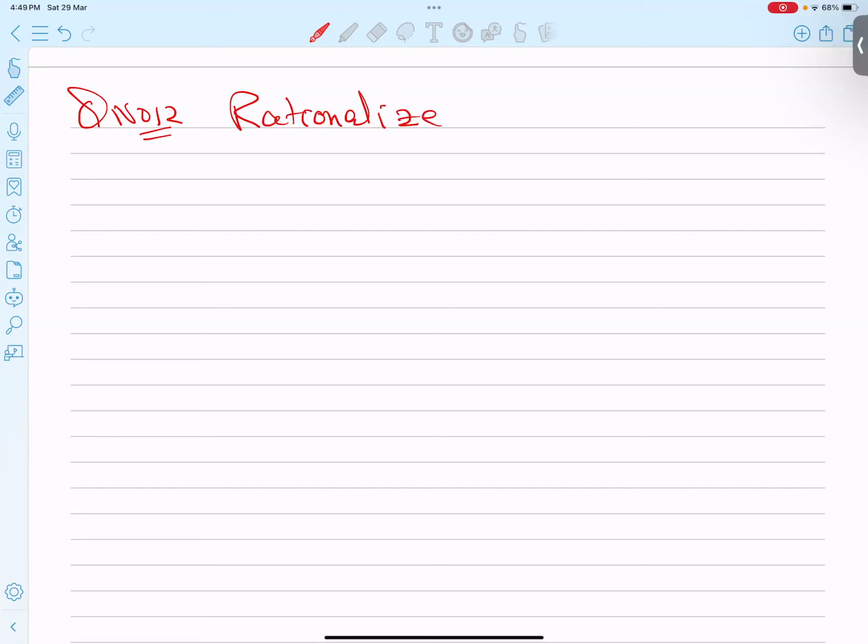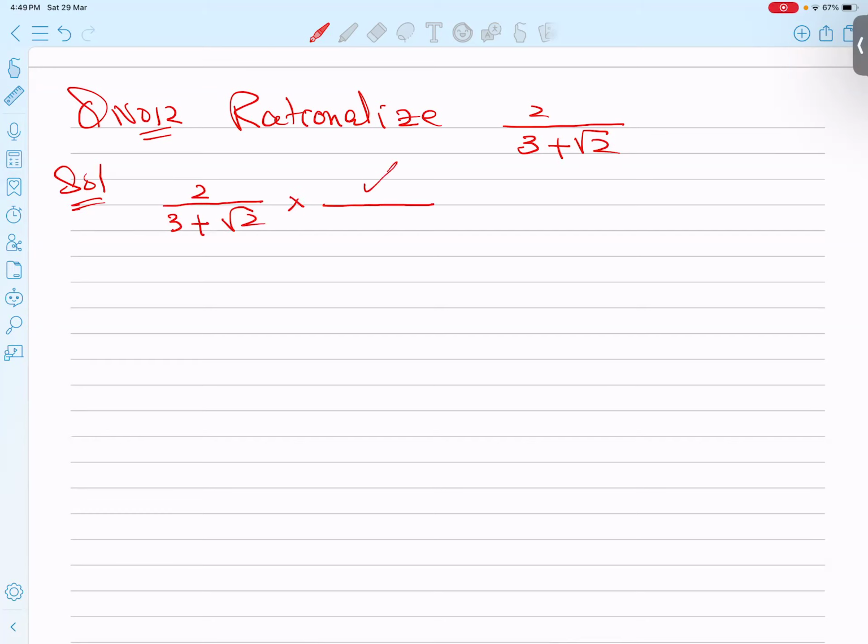Rationalize 2 over 3 plus root of 2. So let's start something new for you now. Solution starts here. How to rationalize this kind of concept? So what will you do? Student, you will multiply up and down with a conjugate of it.